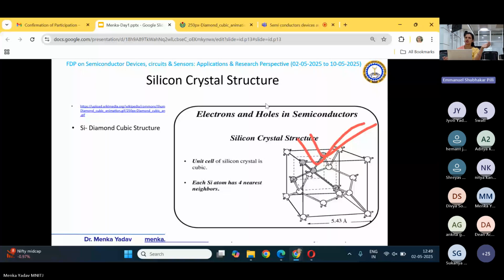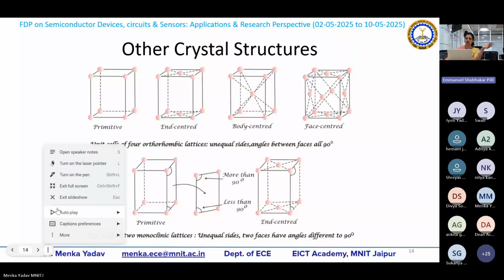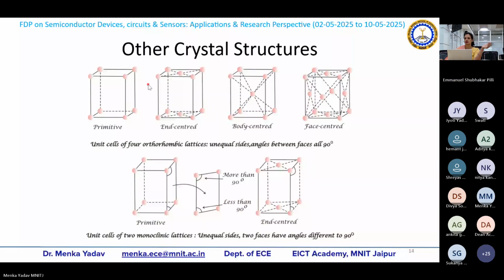There are other structures available for different materials. The first one is the primitive cube. The next one is the end center. The third one is the body center. Then the face center, and then again the two monoclinic lattices are given over here, with face center and this.